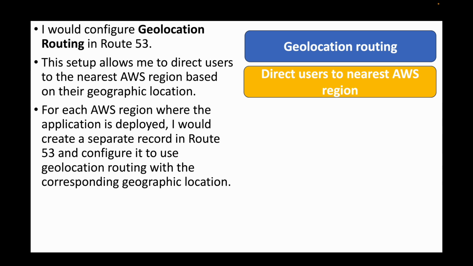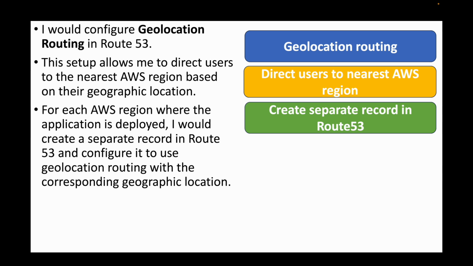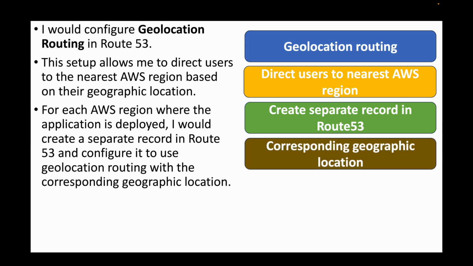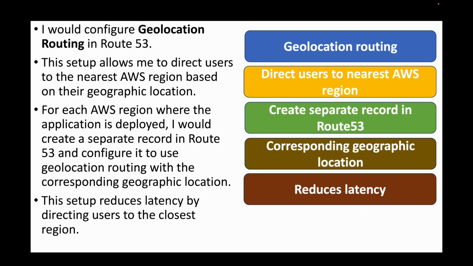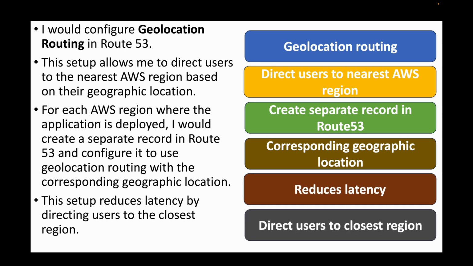So for each AWS region where your application is deployed, you will be creating a separate record in Route 53, and then you will configure it to use the geolocation routing with the corresponding geographic location. Now, this setup will help you to reduce the latency by directing users to the closest region. So, depending on the location of the users, the traffic will be directed to the respective region so that the latency is much lesser.